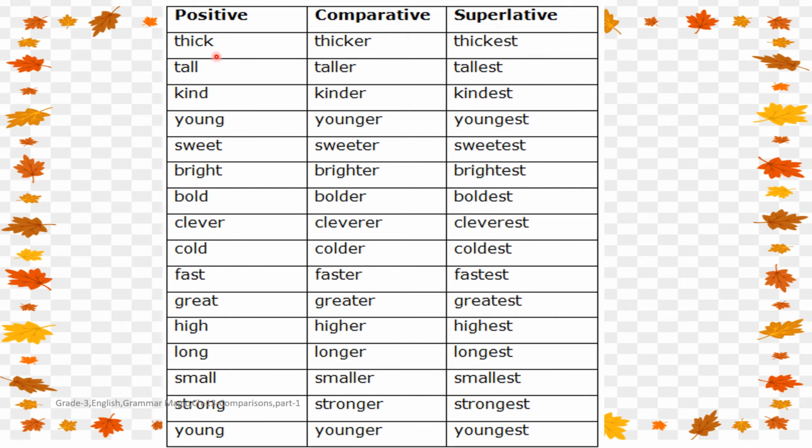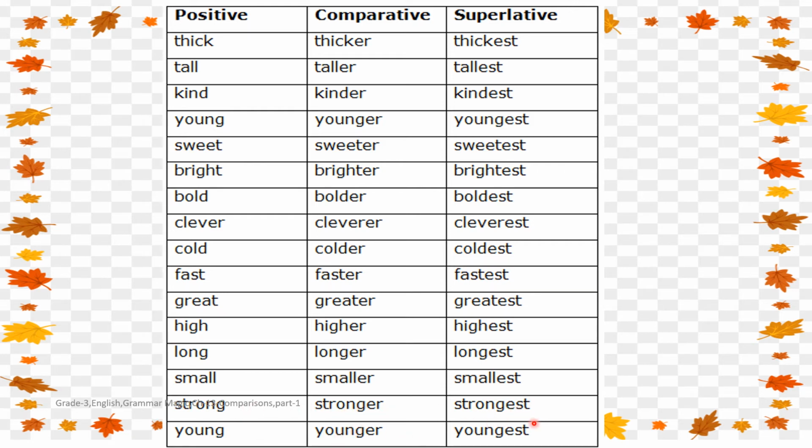Let's see. Thick, thicker, thickest. Tall, taller, tallest. Kind, kinder, kindest. Young, younger, youngest. Sweet, sweeter, sweetest. Bright, brighter, brightest. Bold, bolder, boldest. Clever, cleverer, cleverest. Cold, colder, coldest. Fast, faster, fastest. Great, greater, greatest. High, higher, highest. Long, longer, longest. Small, smaller, smallest. Strong, stronger, strongest.